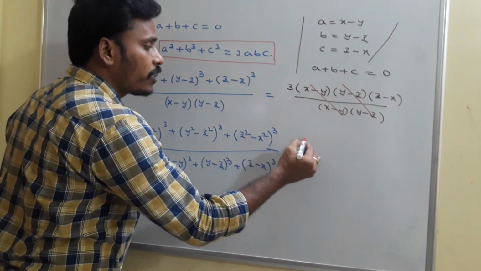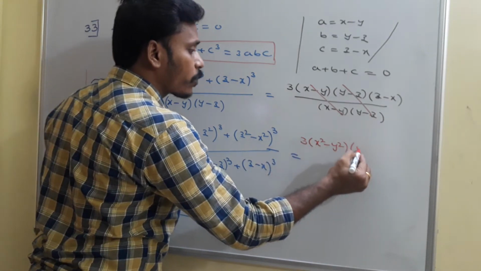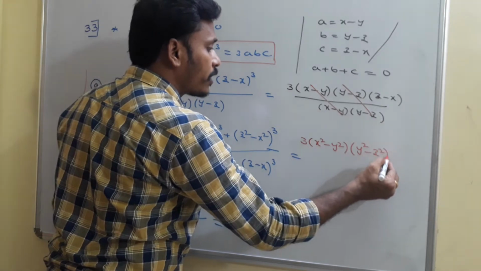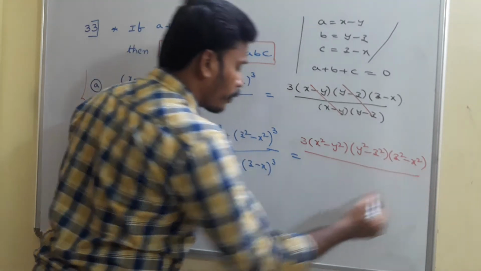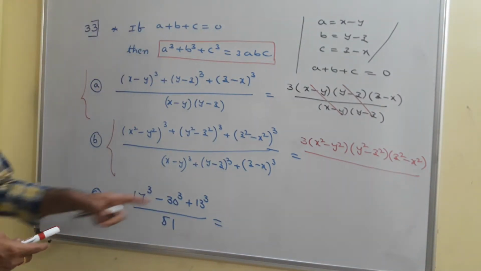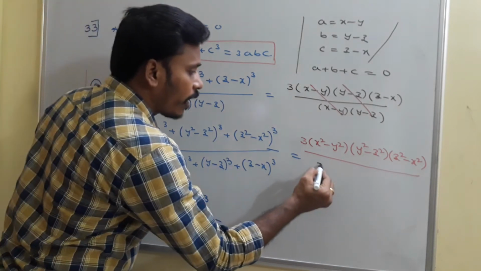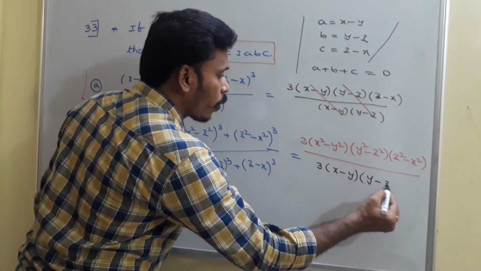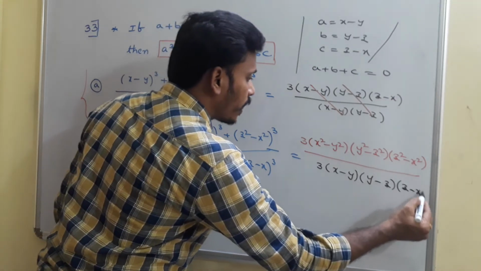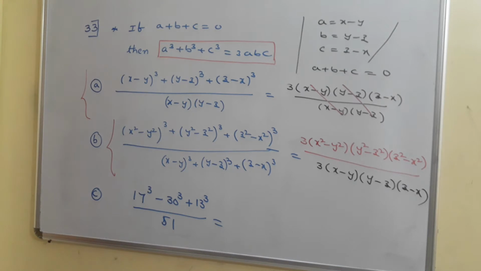So this numerator is nothing but 3 times of x square minus y square into y square minus z square into z square minus x square. That's the numerator. Coming to the denominator, we just discussed it as a, so by the same logic the denominator is 3 times of x minus y into y minus z into z minus x. And now we need to go for the cancellations. Okay, how to do cancellations?